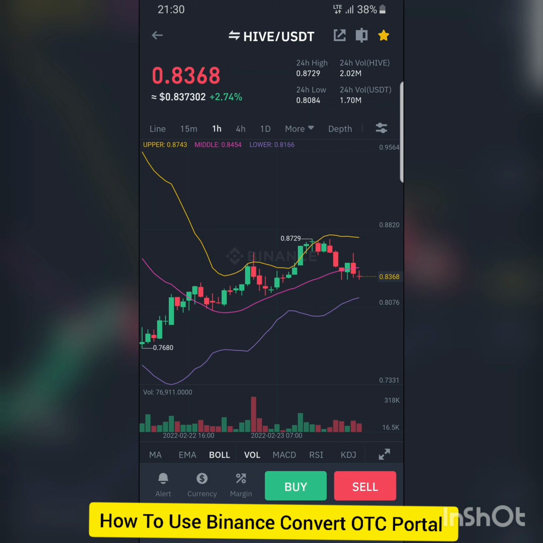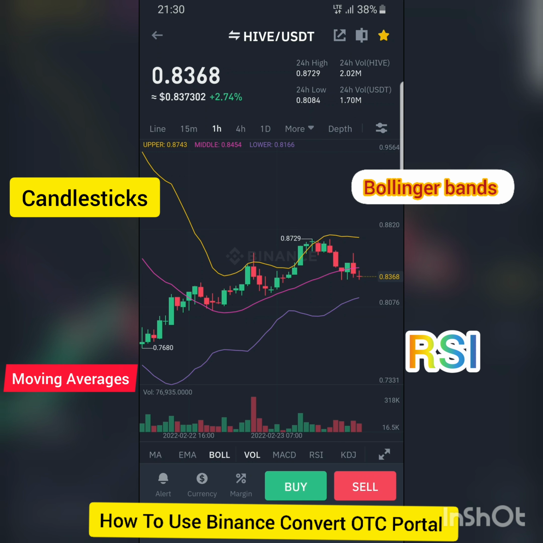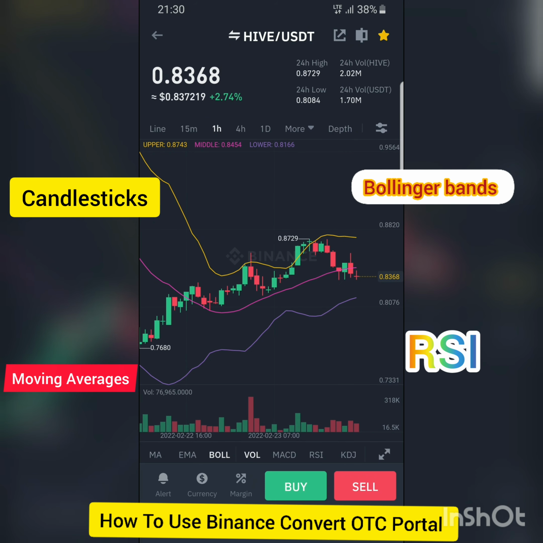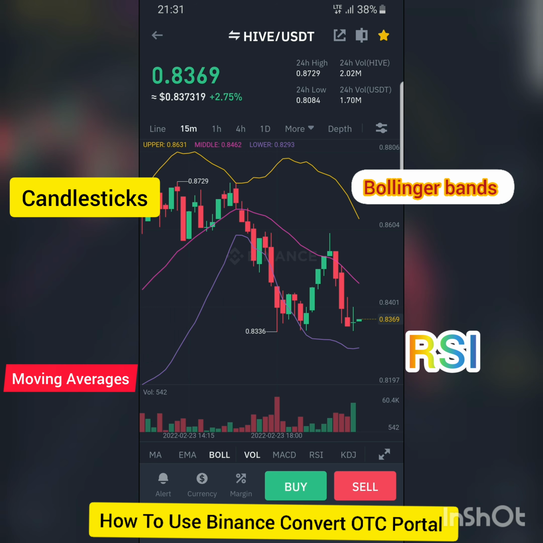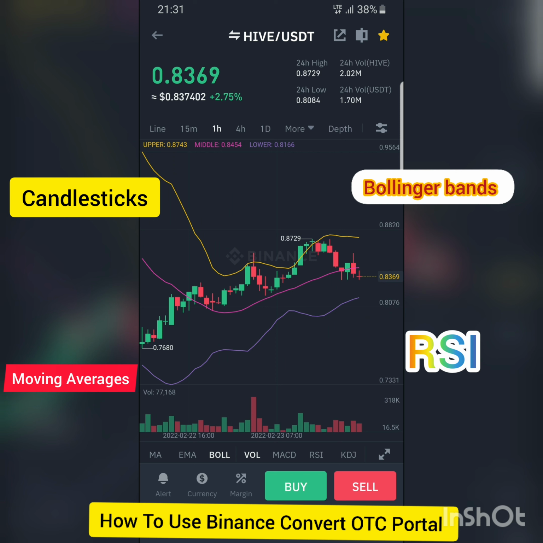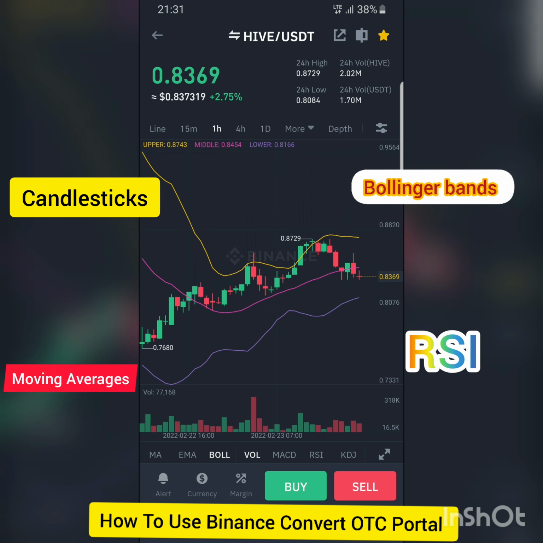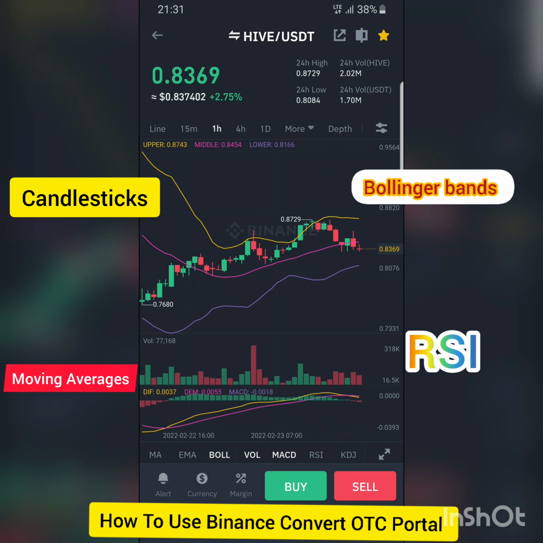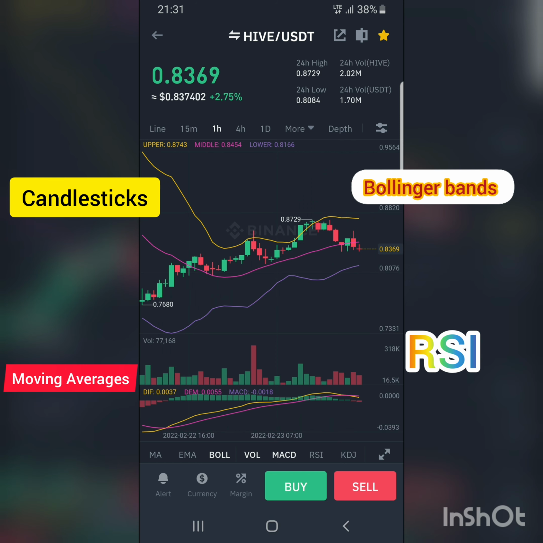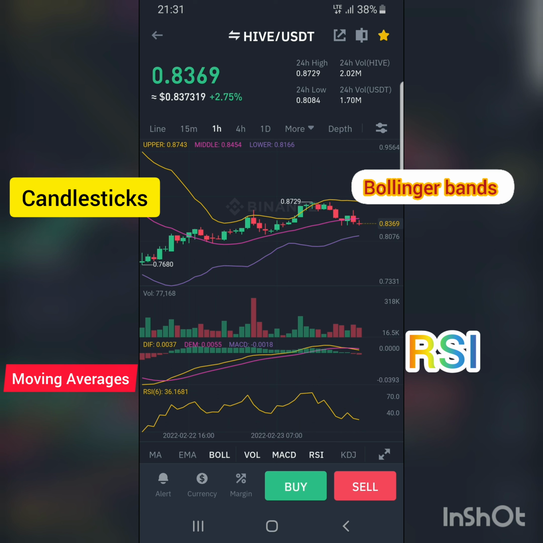Today I have a video about the Binance Convert OTC Portal, as you hear the word convert. If you're a new person on Binance or a new trader, you can really be intimidated by this. You can see moving averages and candlesticks. Let me put in the 15 minutes. You can see the up and down movement. You can see even down here the MA. I click on b.link, I did not set it up. MACD, you can see RSI, all this is really confusing for a new person.